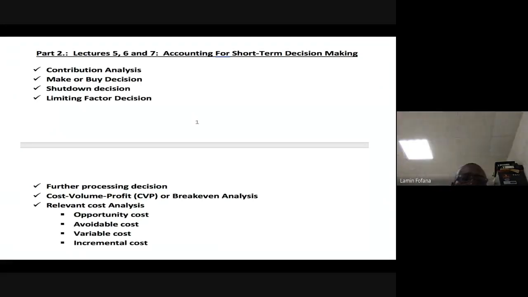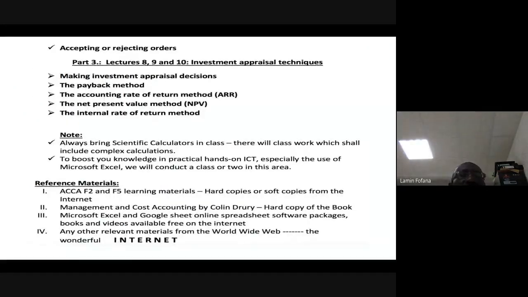Okay? So the last but not the least topic we're going to do on part two will be relevant cost analysis, which will include opportunity cost, avoidable cost, variable cost, incremental cost, and so on. For the sake of time, I think we need to rush the last part. So the last topic on part two will be accepting or rejecting orders. Should we accept an order that has been placed by a customer, or should we reject it?